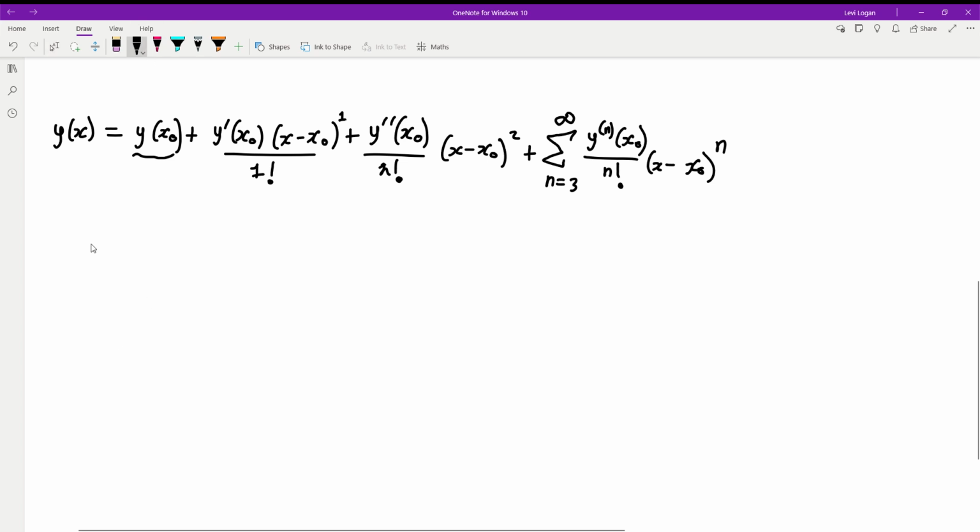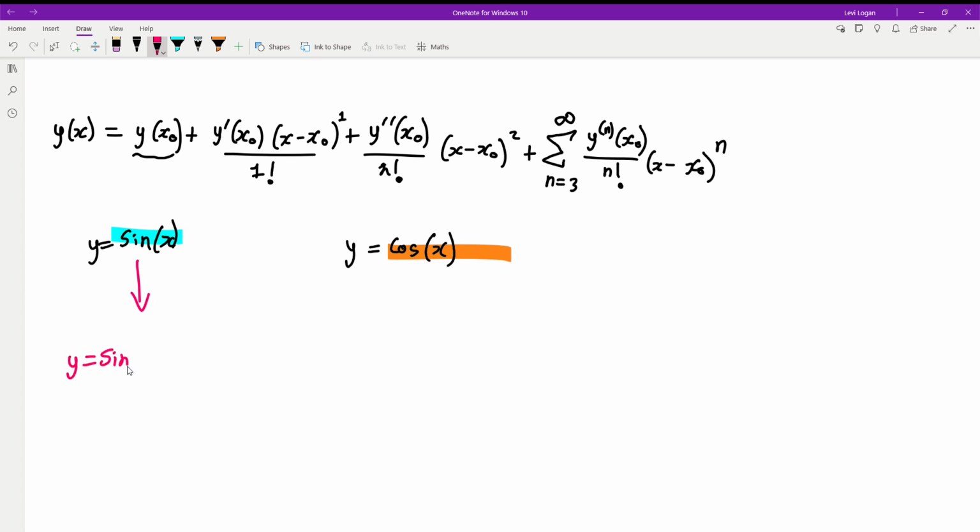So y equals sine x and y equals cos x. We want to approximate this function and this function here using a Taylor series, so pretty much an infinite polynomial. We're going to start off with this one. So the function is just sine x. The first derivative is going to be cos x. And we're going to approximate it around the same point, so x sub 0 is 0. And same with this one here.